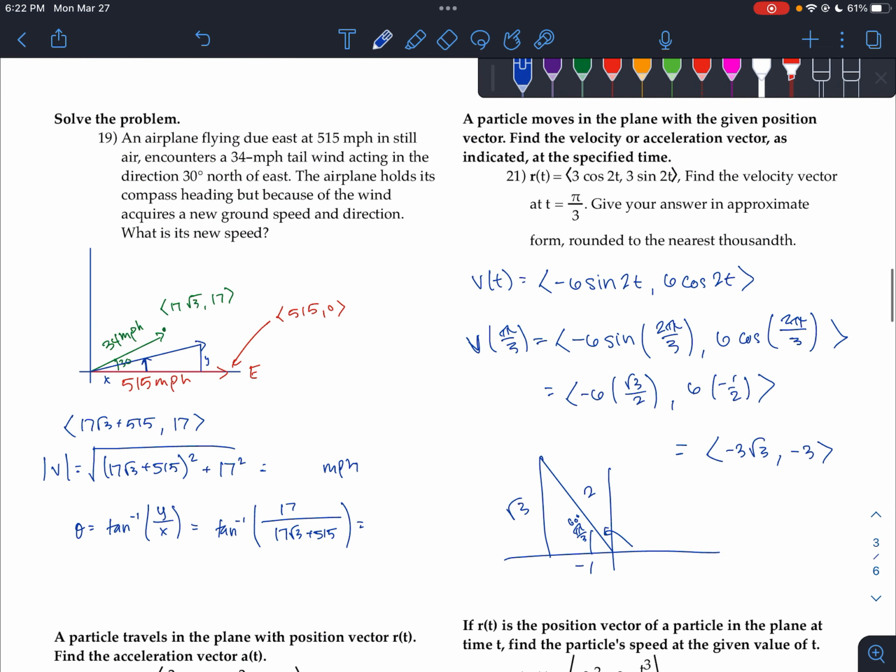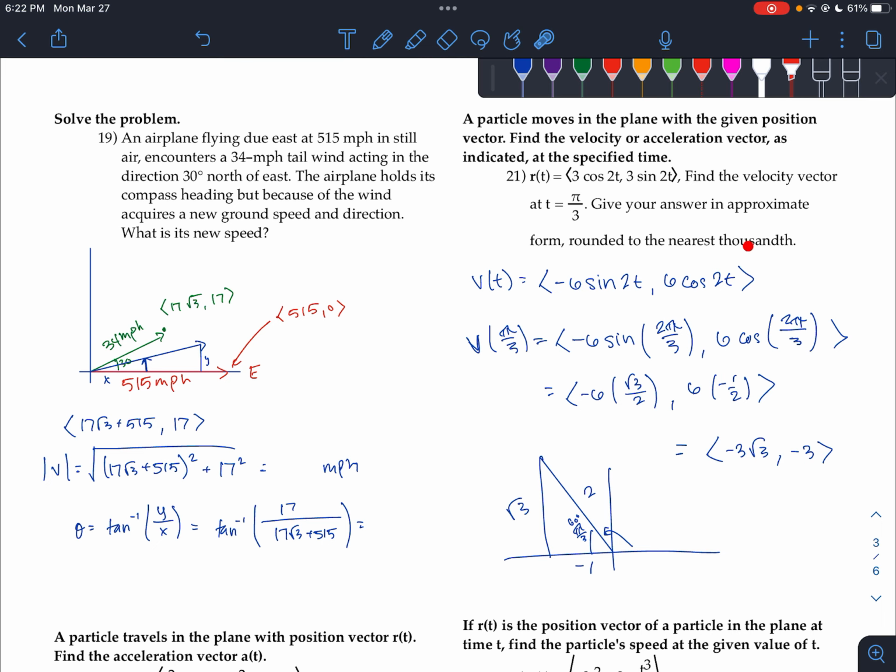That's kind of weird, it's asking you to round. Pi thirds, in this case 2 pi thirds, is a special angle triangle. So if you're given a special angle triangle, I expect you to give exact answers.